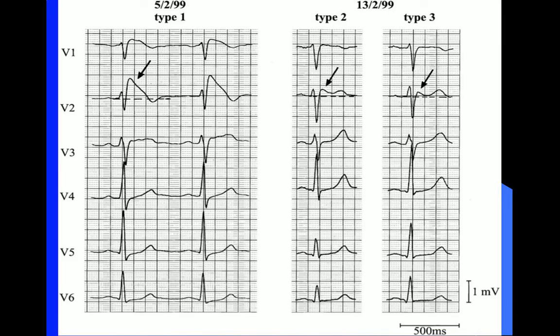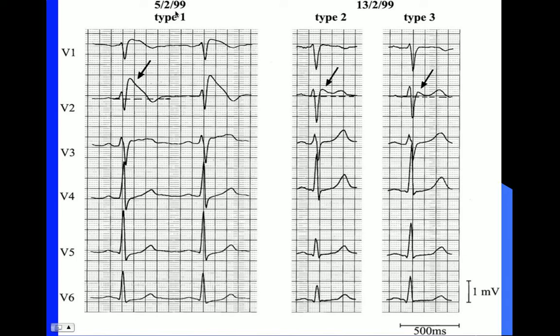And this is what it looks like. You'll see it in the other leads, it looks maybe a little bit funny, but look at V2. This is Brugada. It's got this tall peak and it down slopes forward. This is not a normal amount or shape of ST elevation. It's got this slope that rolls forward.